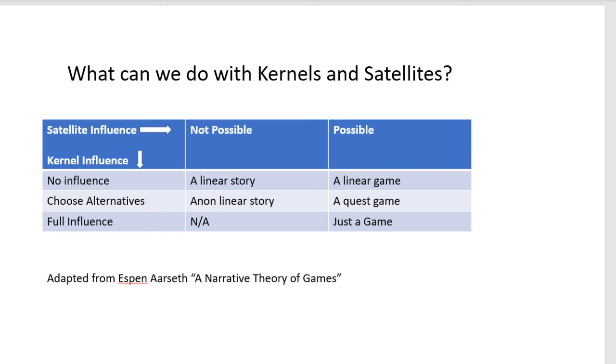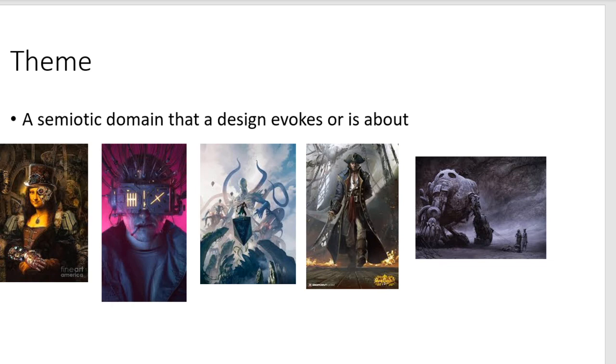So understanding how this story is put together, understanding the pseudoplot, and then understanding where I am going to give my players agency, where I am going to give the people engaged in the system the ability to make decisions, and how meaningful those decisions are going to be, can dramatically improve the intrinsic motivation that you're achieving. So we've talked a little bit about plot, we've talked a little bit about organizing them. We should talk a little bit about theme. And theme is a semiotic domain that a design evokes or is about.